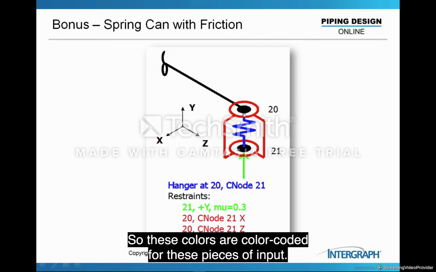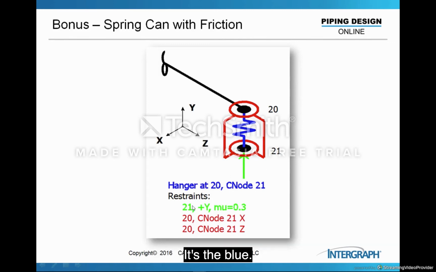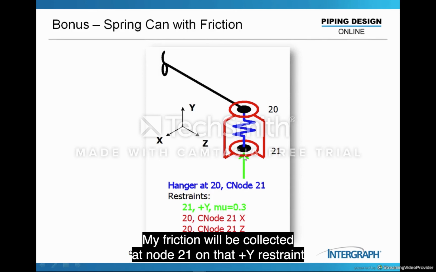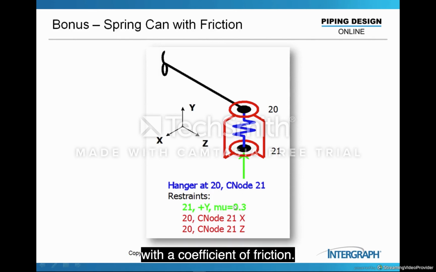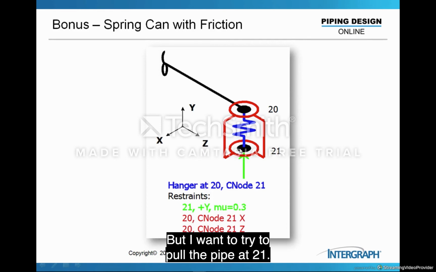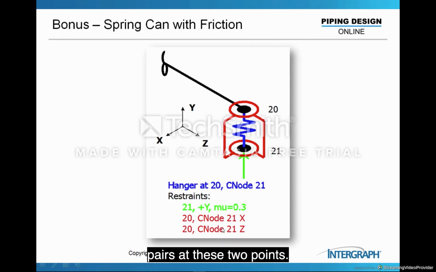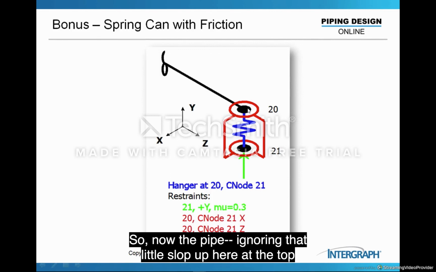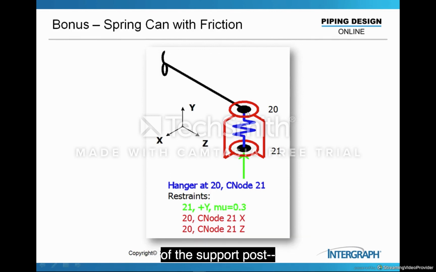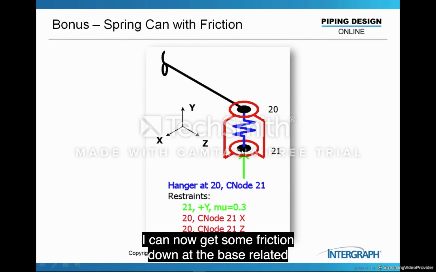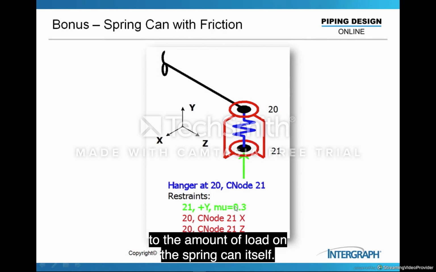So these colors are color-coded for these pieces of input. Here's my hanger, is the blue. My friction will be collected at node 21 on that plus Y restraint with a coefficient of friction. But I want to try to pull the pipe at 21. The only way I get 21 to move laterally to work with this friction is to put the lateral C node pairs at these 2 points. So now the pipe, ignoring that little slop up here at the top of the support post, I can now get some friction down at the base related to the amount of load on the spring can itself.